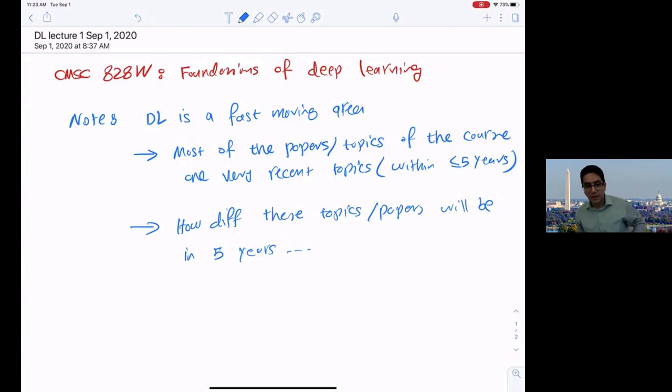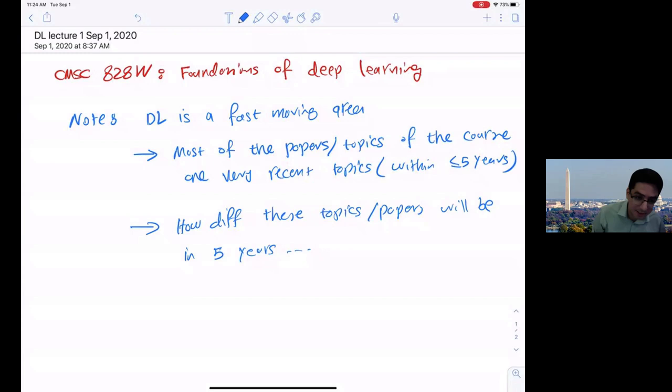The reason I'm highlighting this is that you should not take any of these concepts and topics as a definite concept that explains deep learning. It is a very fast moving area. Every year we are learning more about why deep learning is powerful and also what its limitations are. So this course is perhaps a good starting point to think about different aspects of deep learning that can potentially evolve and change within the next decade as well.